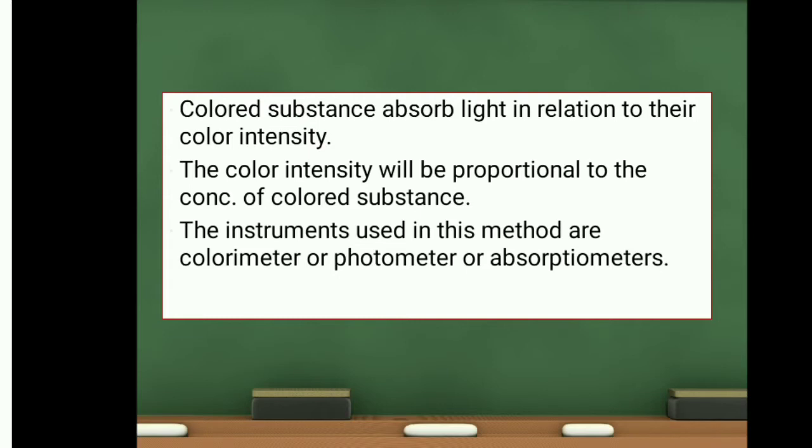Colored substances absorb light in relation to their color intensity. The color intensity will be proportional to the concentration of colored substance. The instruments used in this method are colorimeter or photometer or absorptiometers.